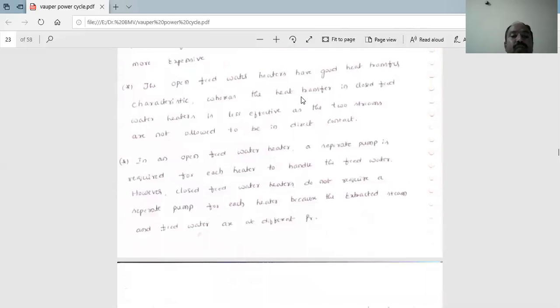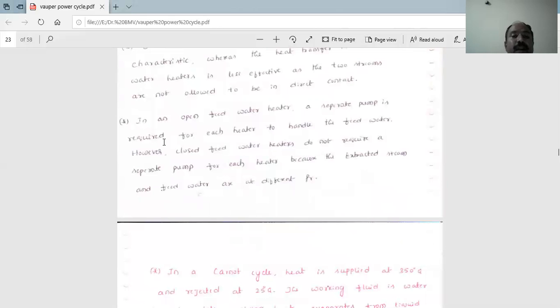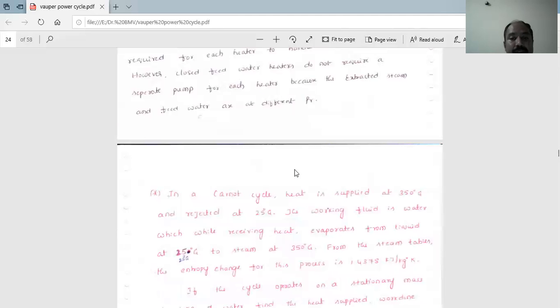Okay, then in the open feed water heater, a separate pump is required for each heater to handle the feed water. However, the closed feed water heaters do not require a separate pump. Due to the difference of pressure, the feed water will flow. These are the three differences that exist between the open feed water heater and the closed feed water heater.